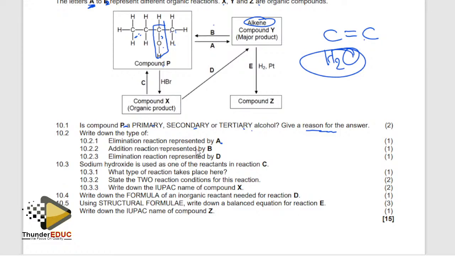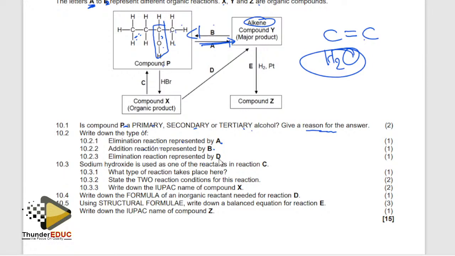the addition reaction represented by B. You see? Okay, so it means from alkene to alcohol. They are saying, write down the type of addition reaction represented there. You see now, I'm adding water, going from alkene to alcohol. Therefore, it's going to become hydration. Because I'm removing alcohol, I'm removing water, that is dehydration. Because here I'm adding, it becomes hydration. Then they are saying the elimination reaction represented by D.